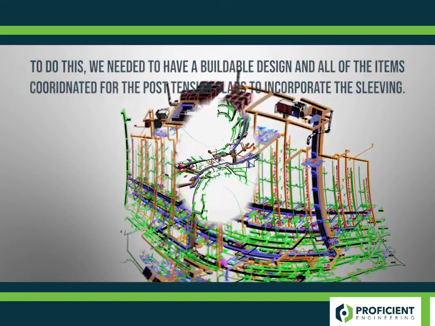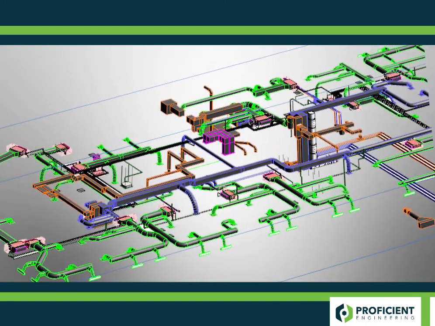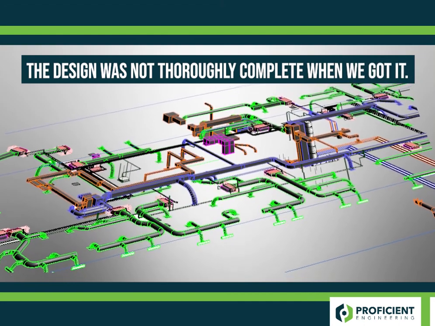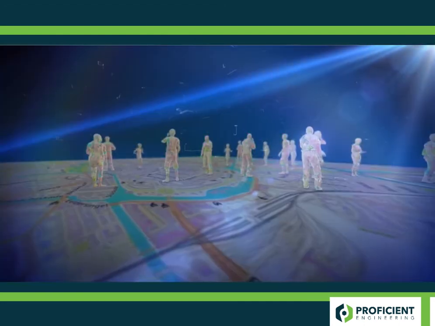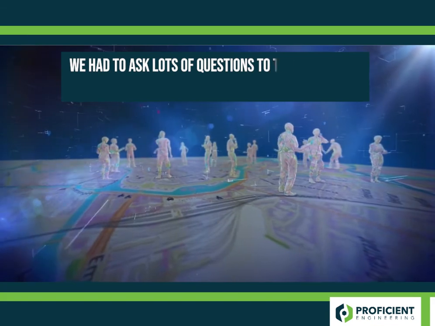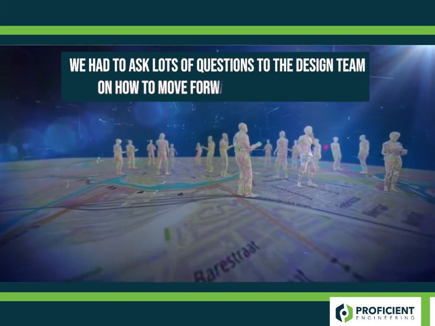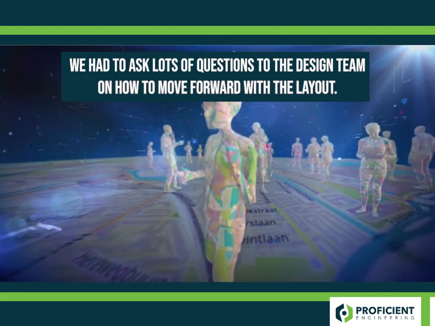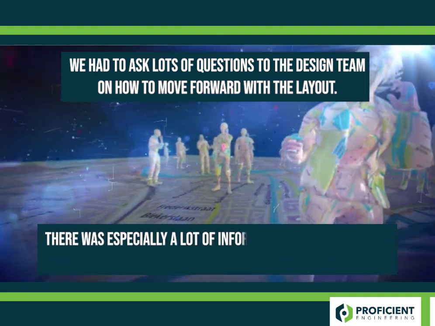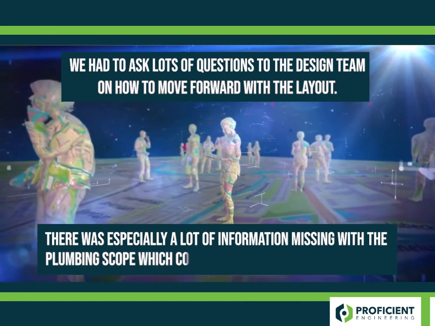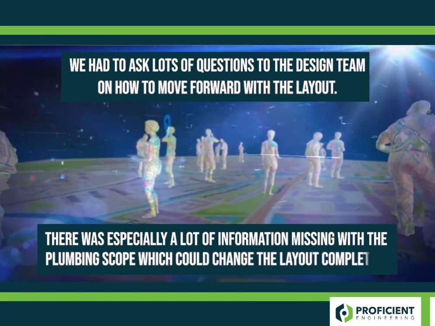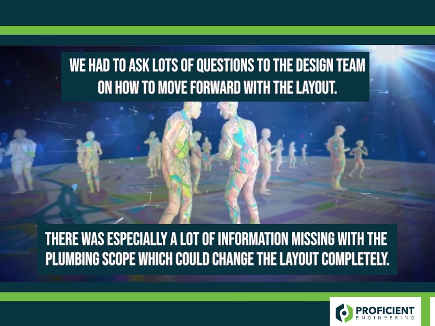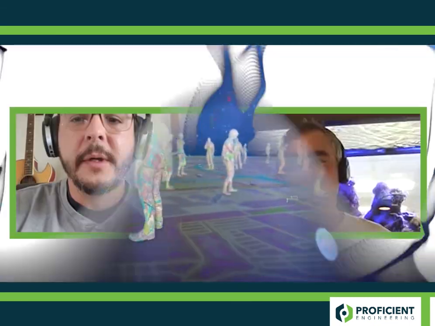With that, it was kind of a special case because the design wasn't thoroughly complete when we got it. So we moved forward with it, asking lots of questions of the design team on how to move forward with our layout, especially within the plumbing scope. There was a lot of information that was missing. They had either wall mounted or floor mounted, contractor verify for a lot of the toilets, and that will change the layout completely for the plumbing scope.